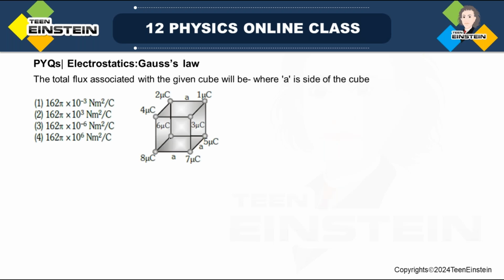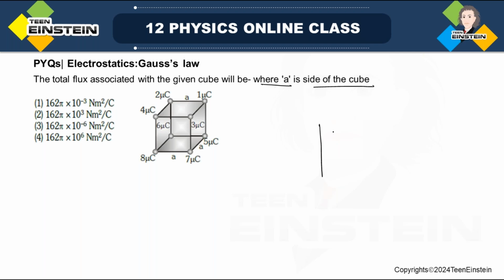Okay, now this is again a very interesting problem. So what is this problem saying? The total flux associated with the given cube will be, where A is the side of the cube. See, there are different charges at different corners. So there are 8 corners and 8 different charges are given. Now you have to find out the total flux associated with this cube.